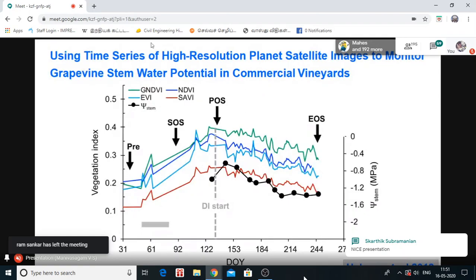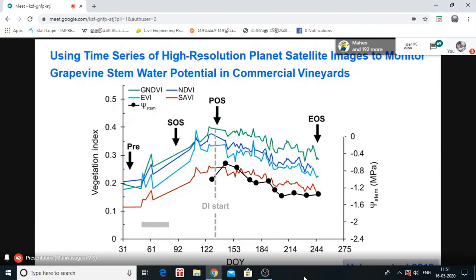In this study, they used a high resolution satellite image called PlanetScope. It can give a spatial resolution of up to 3 meters. This high resolution is very useful for small farms of 1 or 2 acres. We are able to see the crops and their changes very clearly.